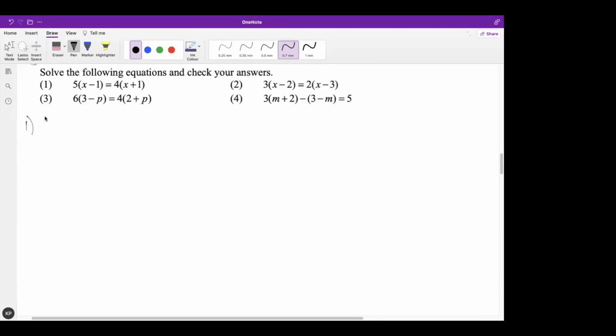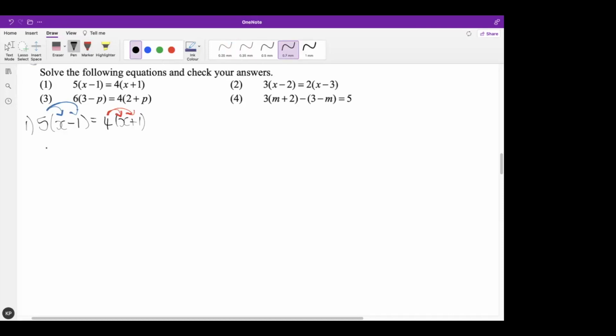Okay, I have 5 times x minus 1 is equal to 4 times x plus 1. Where do we start over here? Those brackets are a problem. So how am I going to get rid of those brackets? I multiply, or what is my magic word that I'm looking for? Nice, distribute. So I have to take 5 and multiply it by everyone in the bracket, and 4 and multiply it by everyone in the bracket.